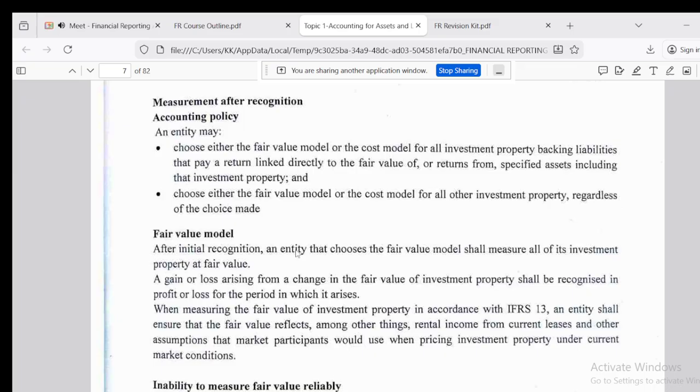So measurement after recognition, accounting policy. An entity may choose either the fair value model or the cost model. I told you fair value is the actual value, before even taking into consideration taxes and depreciation. Cost model, you can refer to it as the cost model.